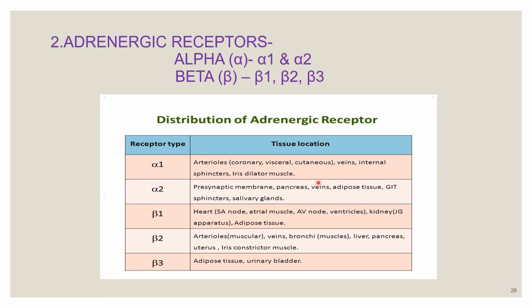Alpha 2 is present in the presynaptic membrane, pancreas, veins, adipose tissue, GIT sphincters and salivary glands. Beta 1 is present in the heart, SA node, AV node, atrial muscle and ventricles, and also the JG apparatus, juxtaglomerular apparatus of the kidney, and adipose tissue. Beta 2 is present in arterioles supplying the muscles, and veins and muscles of the bronchi, liver, pancreas, uterus, iris constrictor muscle. Beta 3 is present in the adipose tissue and urinary bladder. This is the distribution of the adrenergic receptors.